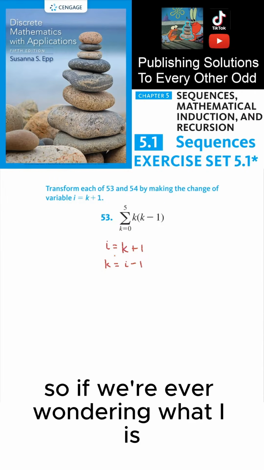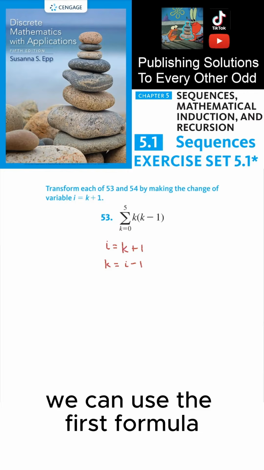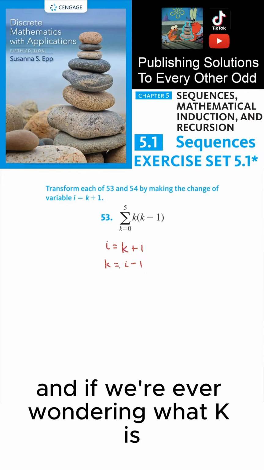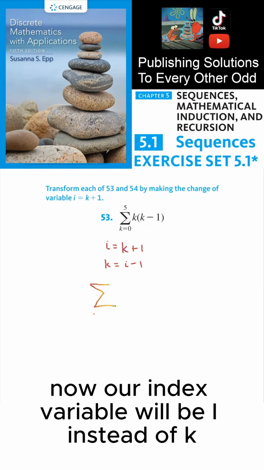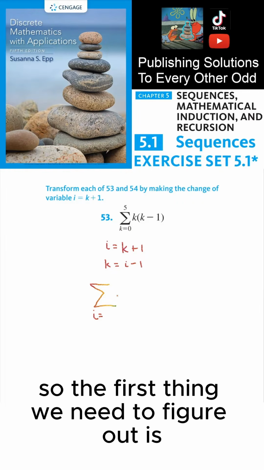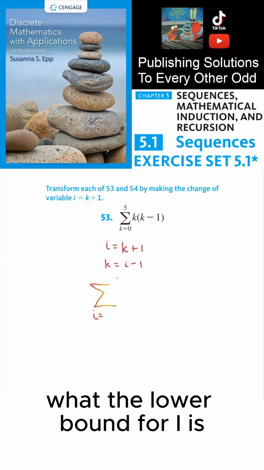So if we're ever wondering what I is, we can use the first formula. And if we're ever wondering what k is, we can use the second formula. So this will add important context when we build our summation here. Now our index variable will be I instead of k. So the first thing we need to figure out is what the lower bound for I is.